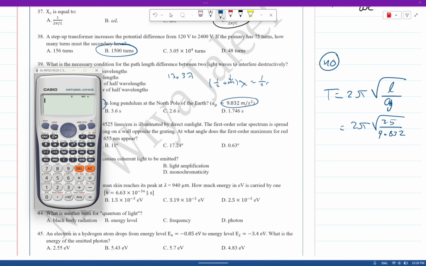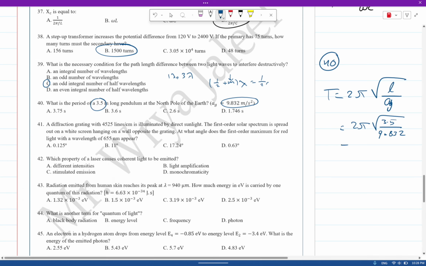So again, we could say 2 pi multiplied by the radical of 3.5 divided by 9.832. I'm trying to use the same thing that you could use or benefit from. So once you do this, that is 3.748. We can say 3.75 by rounding. That is going to be the period, which is in seconds here. Do we have this 3.75? Yes, and that is option A.